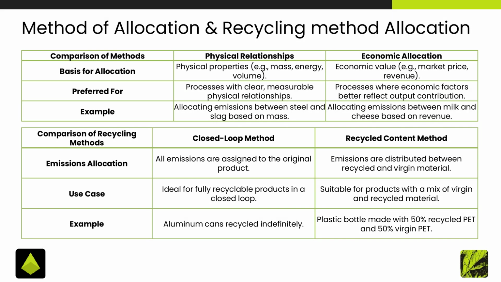For recycling, the closed-loop method assigns all emissions to the original product, ideal for materials reused indefinitely, like aluminum cans. The recycled content method, however, splits emissions between recycled and new materials. This is practical for products like plastic bottles made with a mix of recycled and virgin PET. These methods enable businesses to customize allocation strategies to fit their sustainability goals, providing flexibility and fairness in emissions reporting.